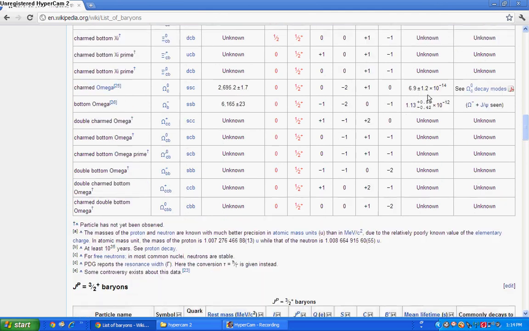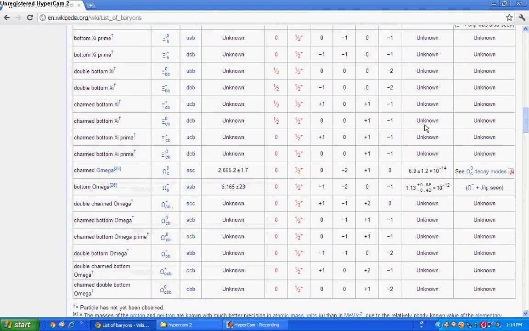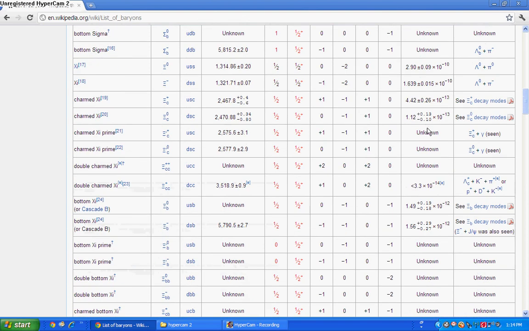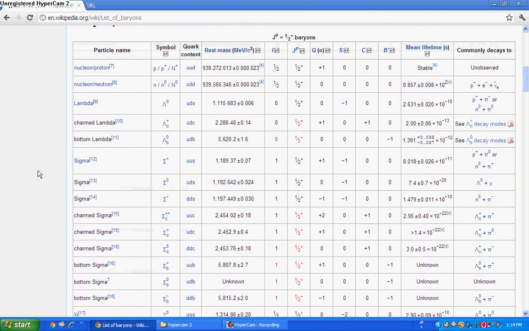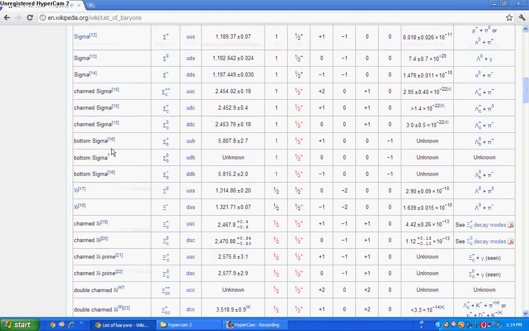The rest of this is unknown, so if you guys happen to own particle accelerators, you know, pick that up and you could get some scientific credit.